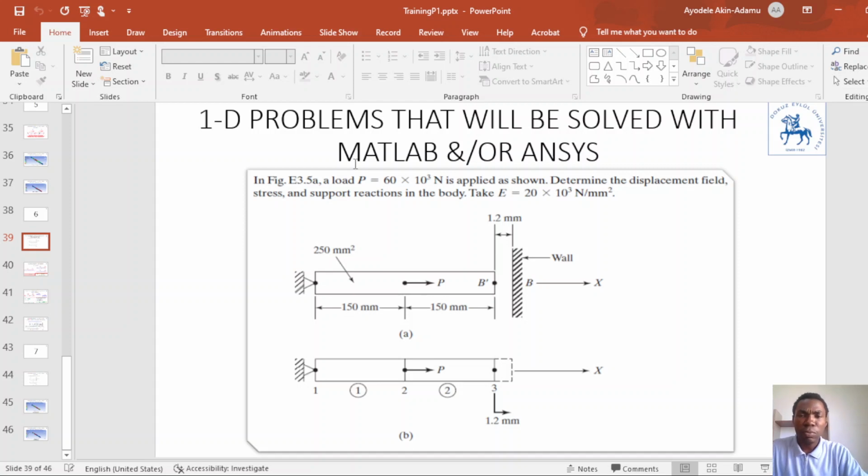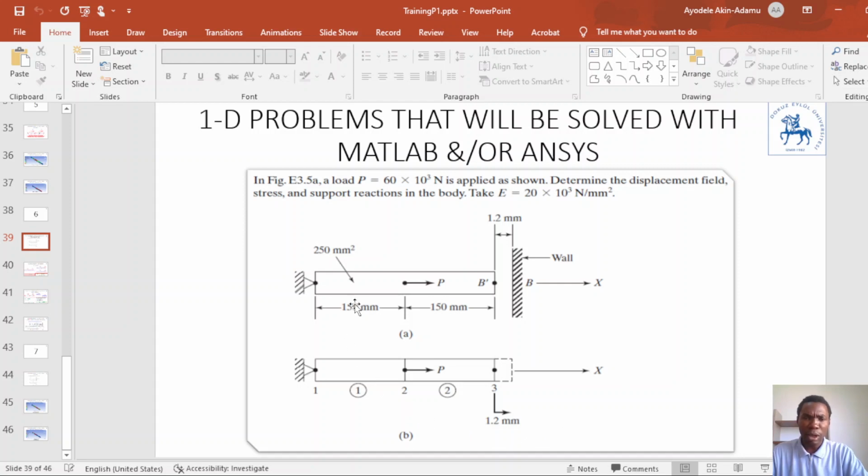I plan to solve this problem in my lesson by hand calculation and also by using finite element procedure in the Matlab working environment. I will also show you how to solve this problem in the Ansys software. So let me give a brief introduction of the problem we're solving in our lesson today.